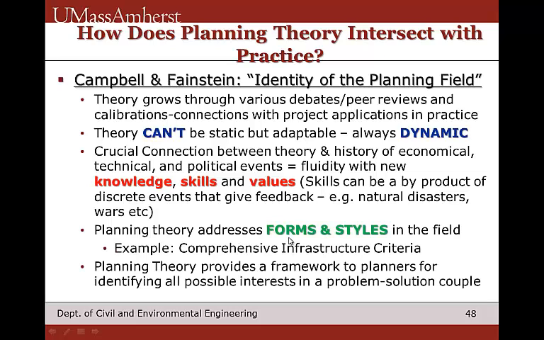So planning theory addresses the forms and styles in the field. So an example is comprehensive infrastructure criteria. So if you think about the word comprehensive, it goes from start to finish and it encompasses every detail. Then you look at infrastructure and you say criteria. So these are three distinctive words and they all mean something, right? And so planning theory, you need to have different forms, right? So when you think of comprehensive, you're thinking multiple levels. And infrastructure, well, what type of infrastructure?